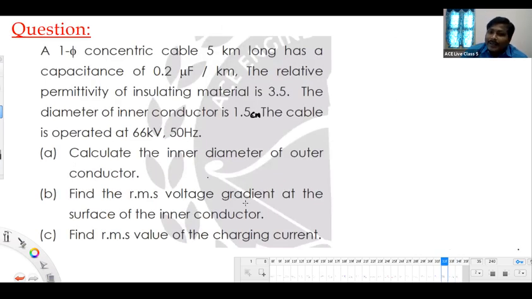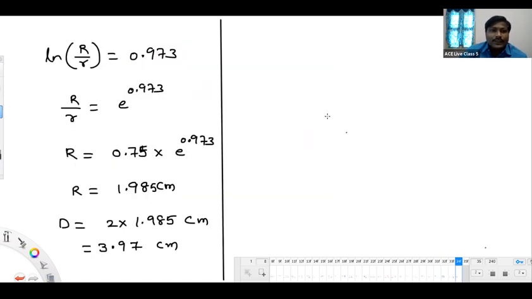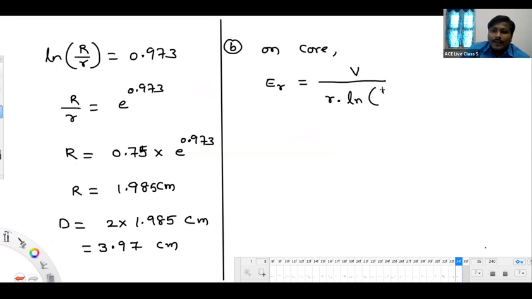Second one, find the RMS voltage gradient at the surface of the inner conductor. Means on the core surface, you should take up the electric field intensity. On the core surface, the electric field intensity formula is V by small r into ln of capital R by small r. He is asking for the RMS voltage gradient, so we should keep the voltage value RMS.